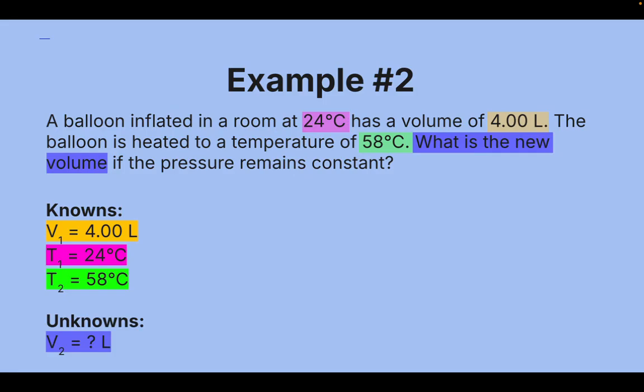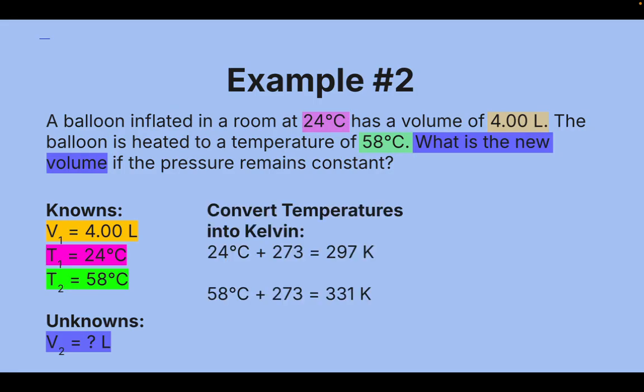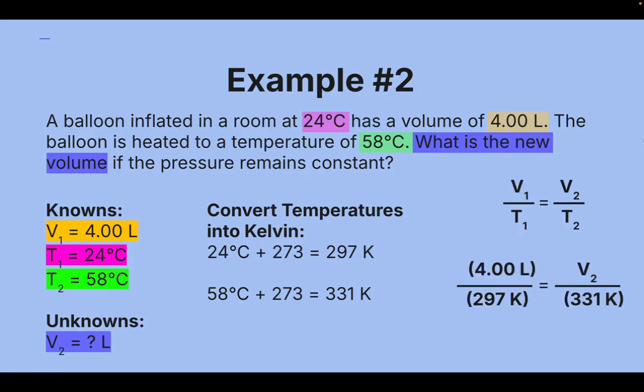In this one, we are given temperatures in Celsius, but we need to convert our temperatures into Kelvin. So I'm just going to add 273 to both. And these would be our new temperatures in Kelvin. And these are what we're going to plug in to Charles' law. So I'm going to plug in V1, T1, and T2. To solve for V2, we're going to cross multiply and divide. So it's going to be 4 liters times 331K is equal to 297K times V2. So we're going to do 4 times 331 divided by 297 to get a V2 of 4.46 liters.